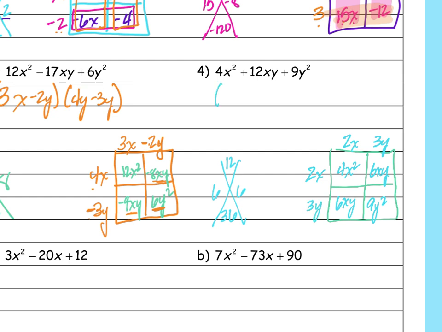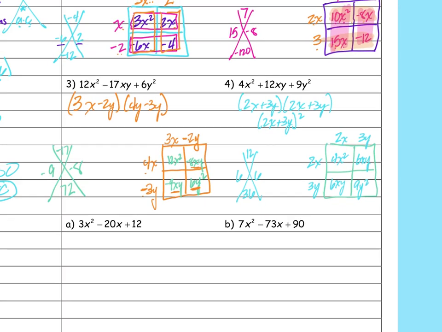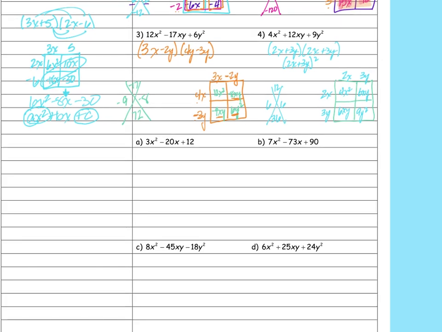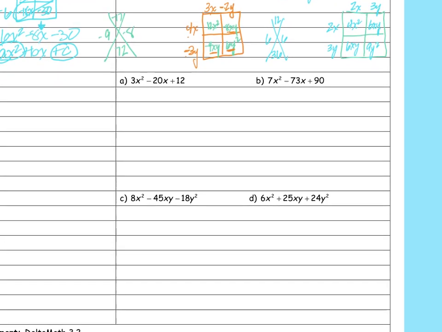So I can write my answer 2 different ways. I can say 2x plus 3y times 2x plus 3y. Or I can just write it as 2x plus 3y squared. Okay? Okay, since you're not asking any questions, I'm going to go ahead and give you the 4 problems to work on.